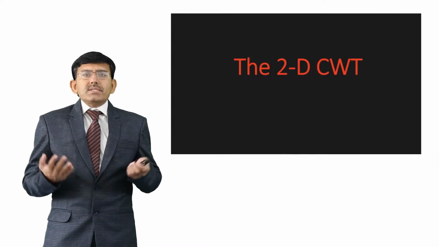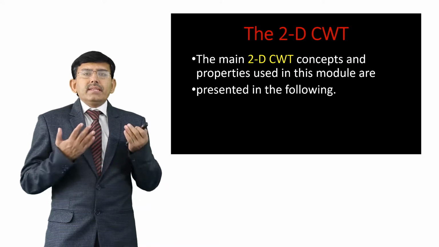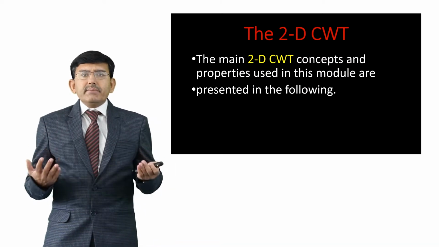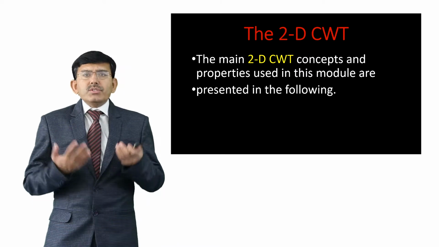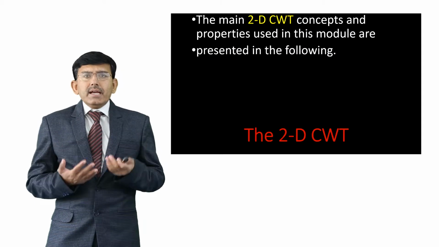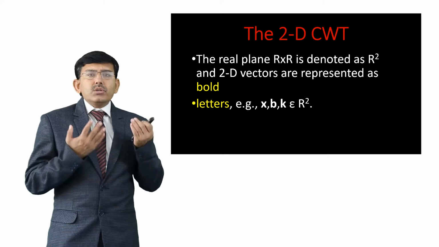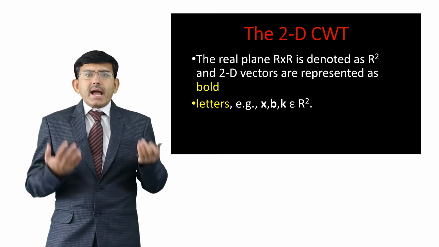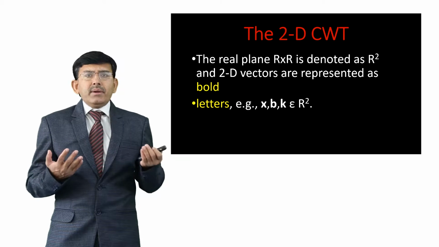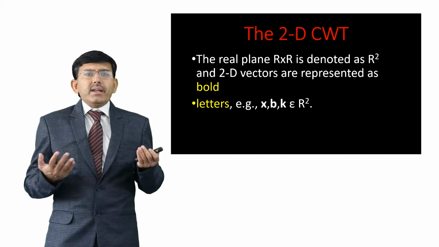Biomedical image processing course. In this module, we will try to cover the two-dimensional CWT wavelet used for feature extraction. The main 2D CWT concepts and properties used in this module are presented in the following slides. The real plane R by R is denoted as R², and 2D vectors are represented as bold letters, for example x, b, k ∈ R².